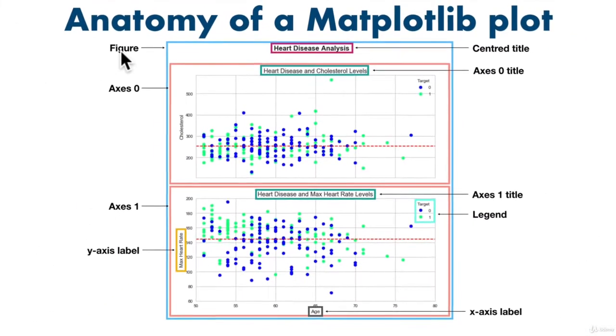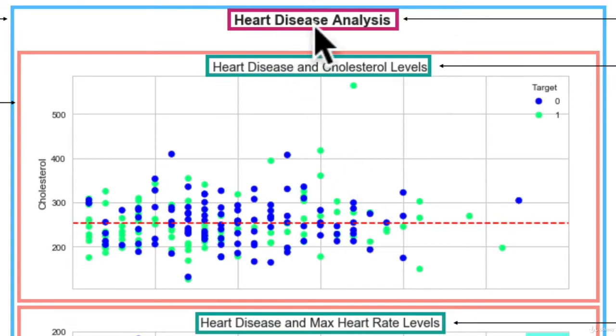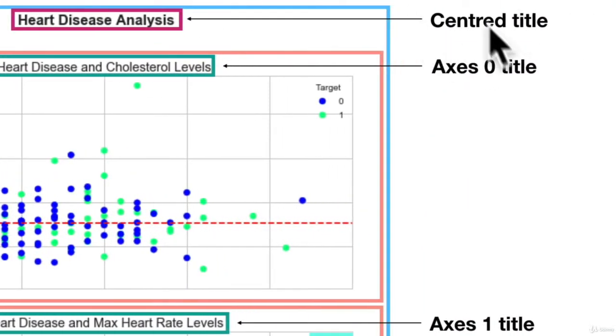So if we look at it, the figure is kind of like the giant section here, the everything, the blue square. So the figure contains all of it. It's like the blank canvas. And then what we're going to do is start to add things as we go to make our plots look beautiful. So we've got some data here. This is heart disease analysis. This is the centered title.